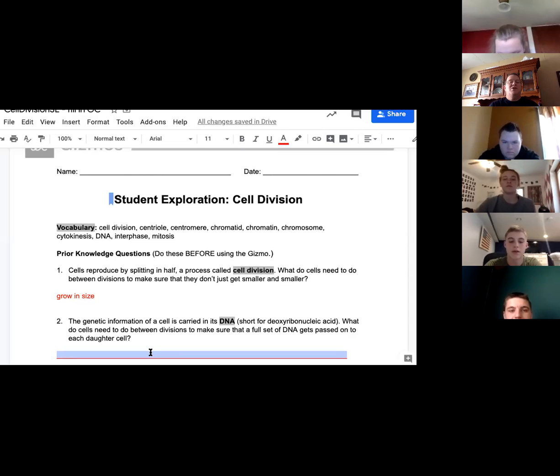The genetic information of a cell is carried in its DNA. What do cells need to do between divisions to make sure they have a full set of DNA to pass on? They have to synthesize the DNA. Yep.